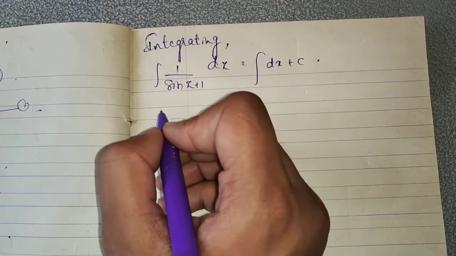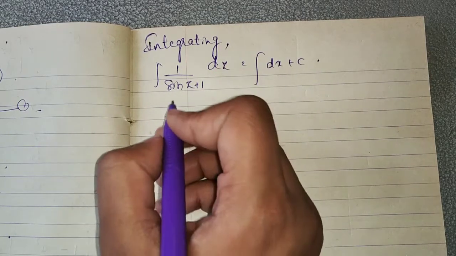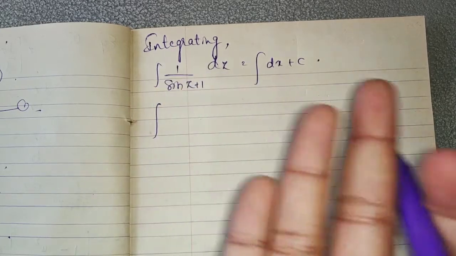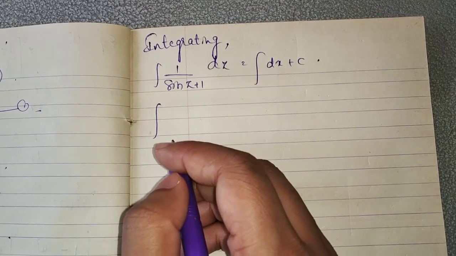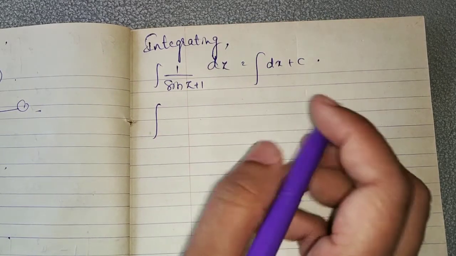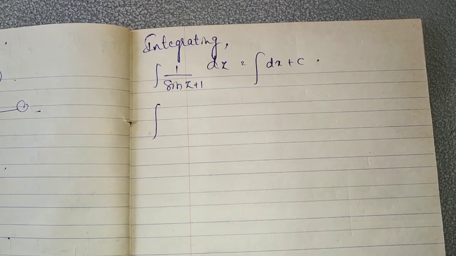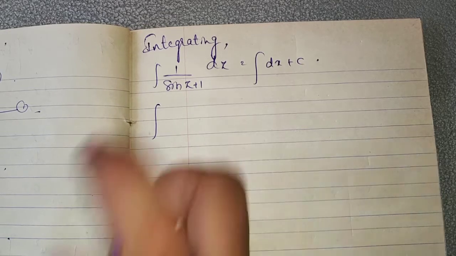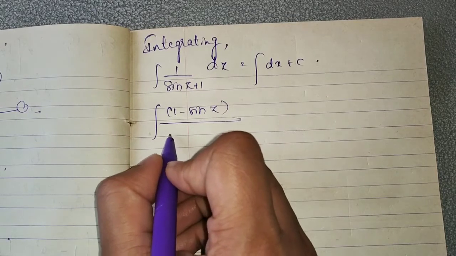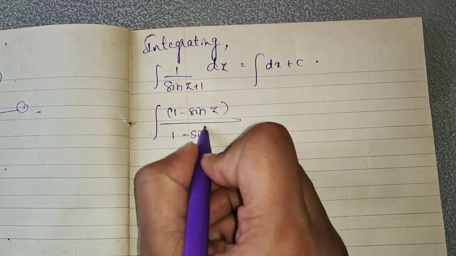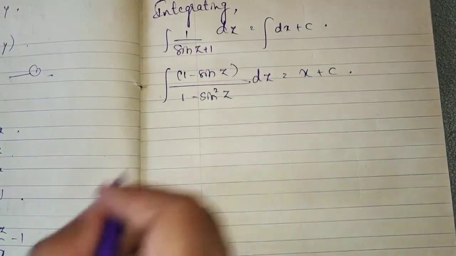I think you know the method. We need to multiply numerator and denominator by 1 minus sine z, right? So, which is the regular procedure. You have studied all the integrating methods in second PUC. Please go through that. If you are not able to understand the integration, you can text me. So 1 minus sin z divided by 1 minus sin square z will be there. dz equal to x plus c.